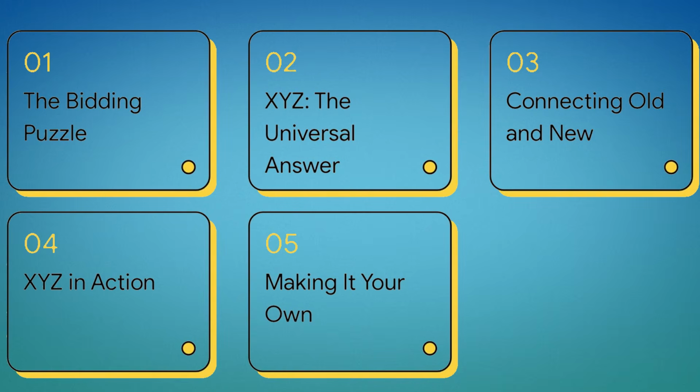So, here's how we're going to break it down. First, we'll talk about the bidding puzzle a lot of us run into. Then we'll introduce XYZ as the perfect solution. After that, we'll connect it to stuff you already know, walk through some hands, and finally give you a checklist so you can start using it yourself.